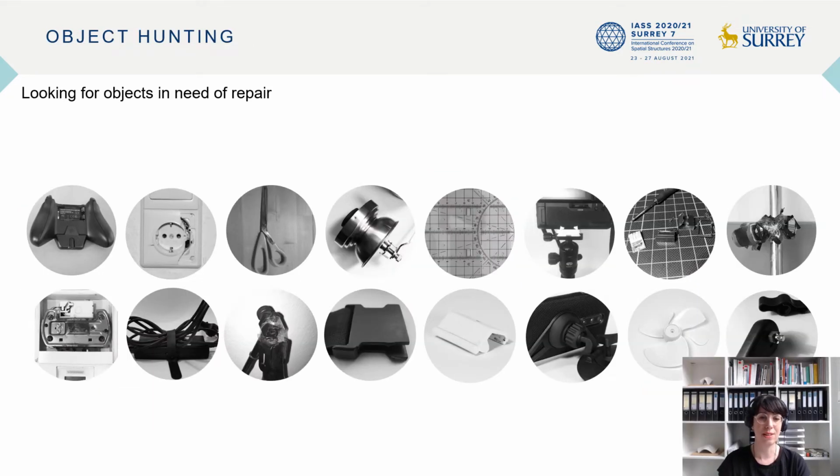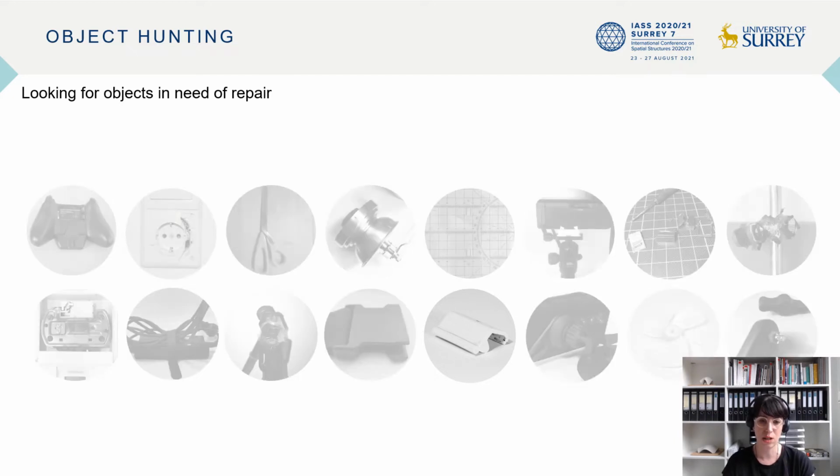So once the students got the basics on 3D modeling from the video tutorials, we have to move to the next step that we called object hunting, where students had to look for objects in need of repair. In this picture we can have an overview of the kind of problems the students brought to the class. And we are going to see the first example here.